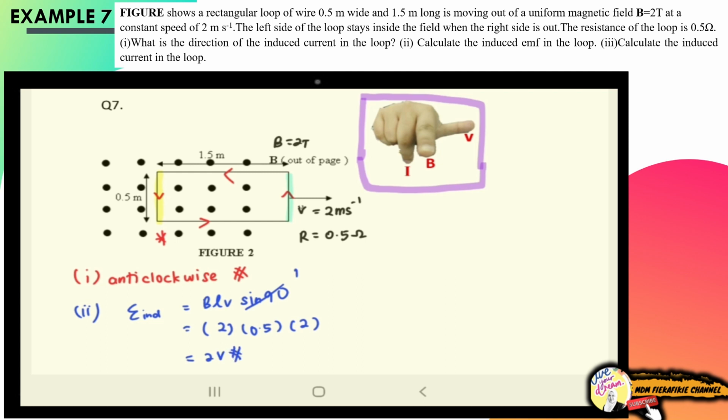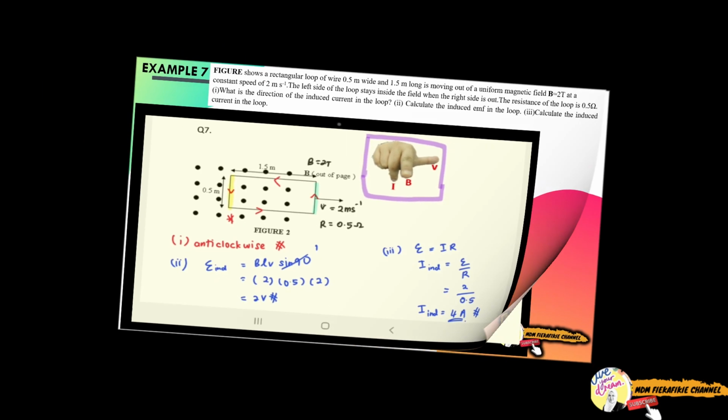Okay, and next, calculate the induced current. I think this is very easy for you to solve. Induced EMF is equal to IR, so I for the induced current is equal to EMF over R. Just now we calculated the induced EMF is equal to 2 volt, and R is given 0.5, therefore the induced current is equal to 4 ampere. Don't forget to put the correct unit for your answer. Alright, so we finish question 7.